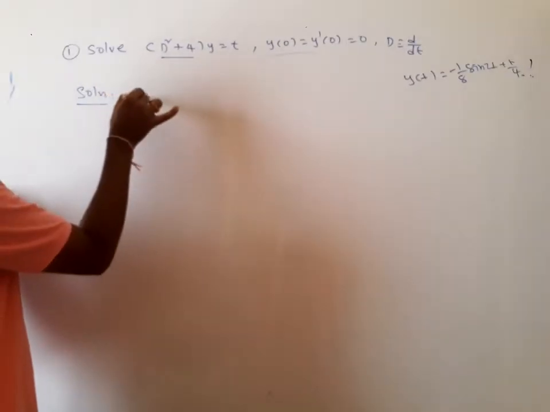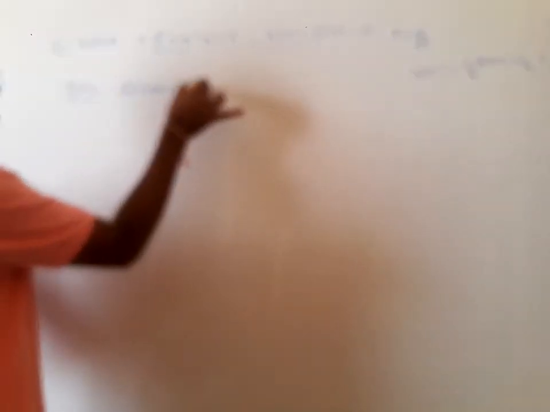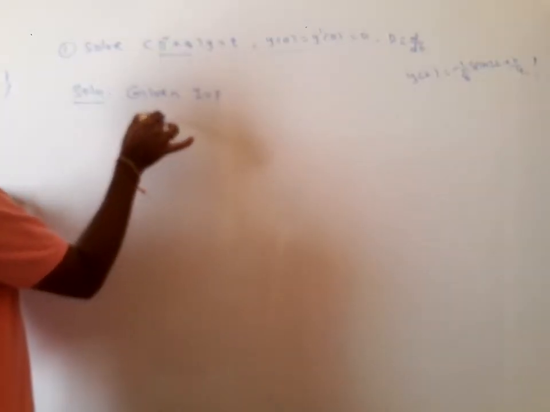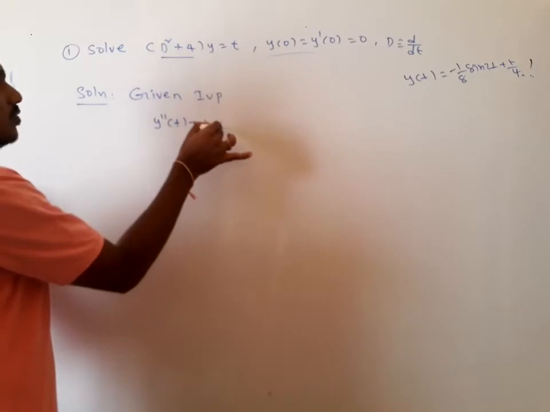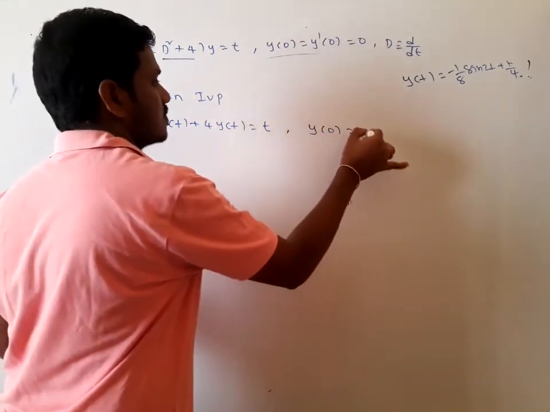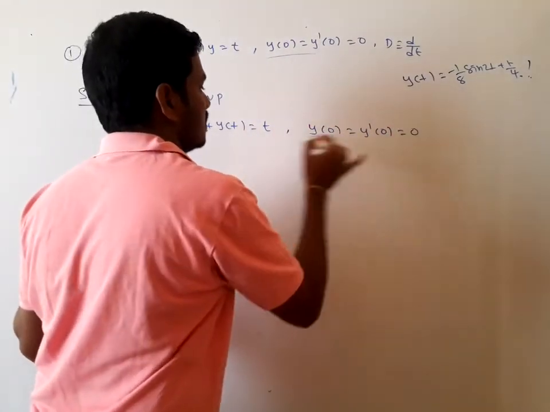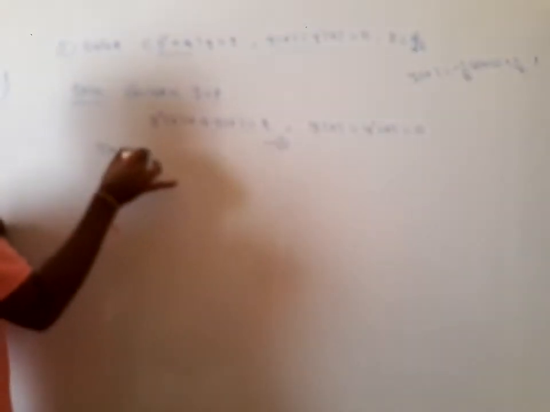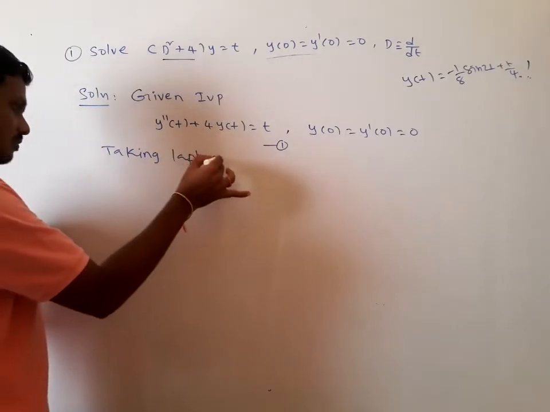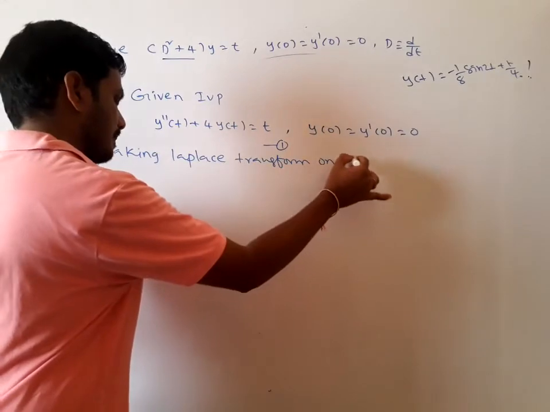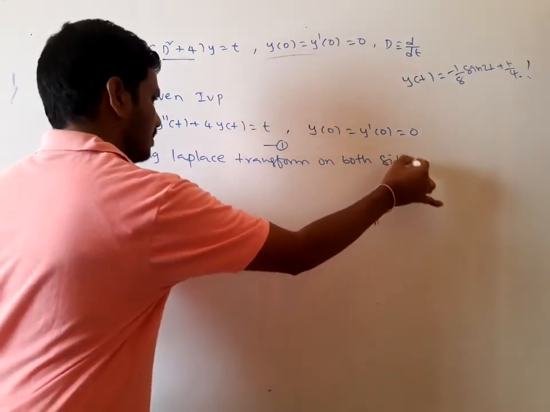Now, the given initial value problem, I am writing in the standard form: y double dash of t plus 4 into y of t is equal to t, with the conditions y of 0 equals y dash of 0 equals 0. Say this is 1. Taking Laplace transform on both sides.